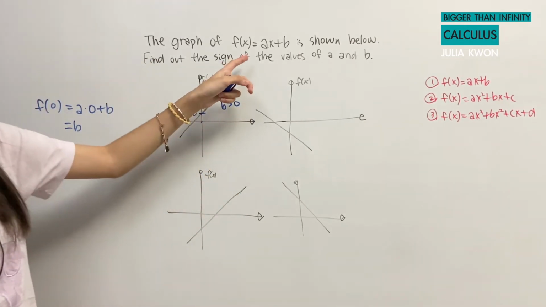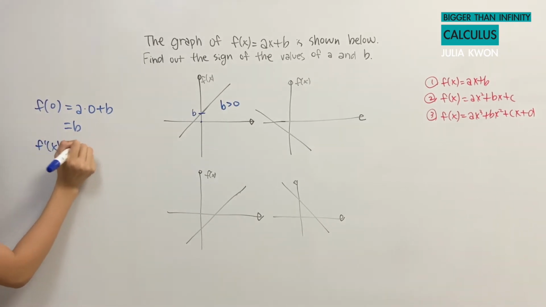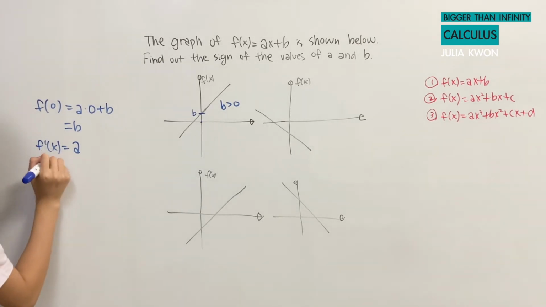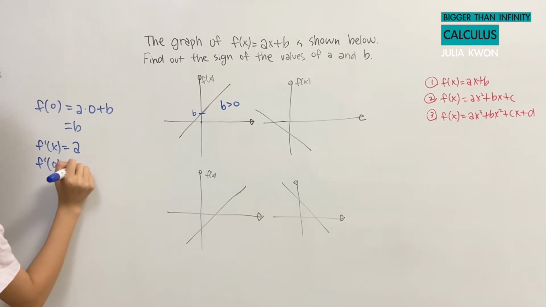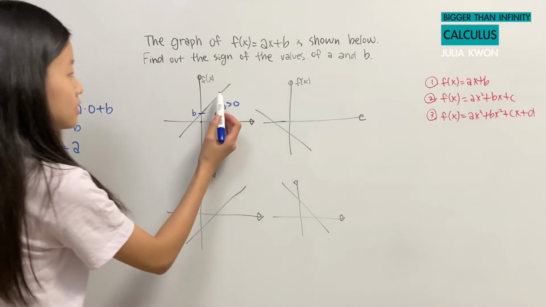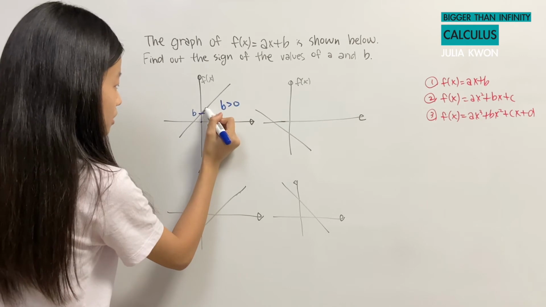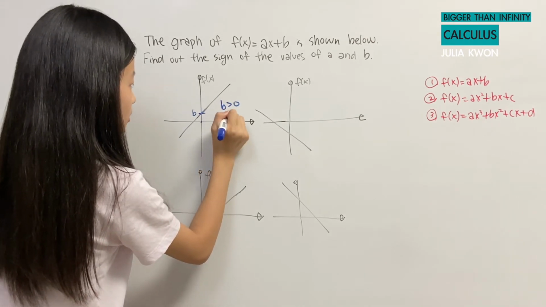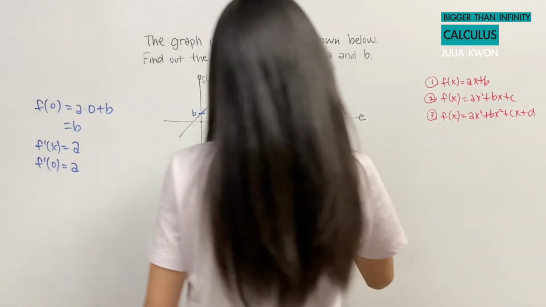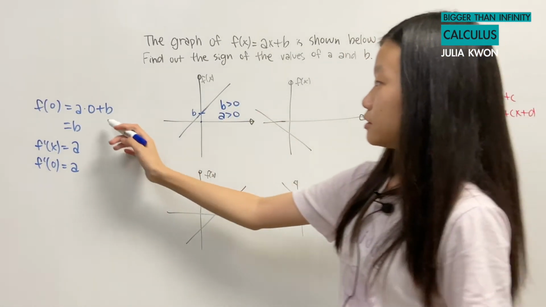And how you can solve for a is you take the derivative of the function, which just gives you a, and you put in x is equal to 0, which is just a. So when x is equal to 0, the slope of this function is a. As you can see, the slope of this function is positive when x is equal to 0, so a is also positive.